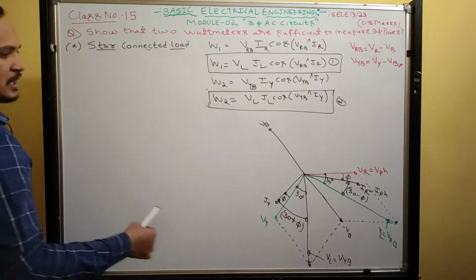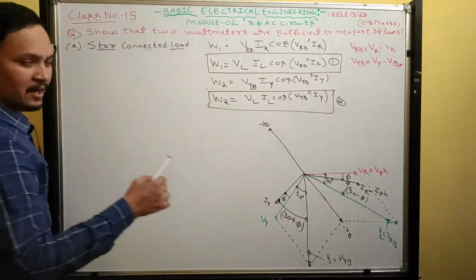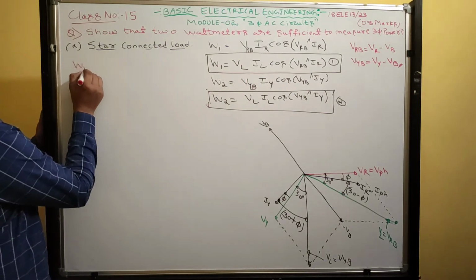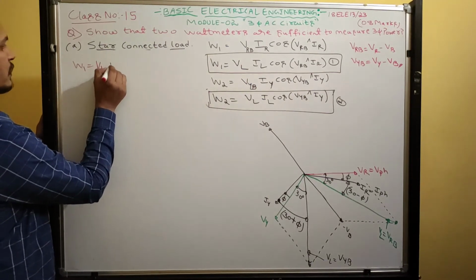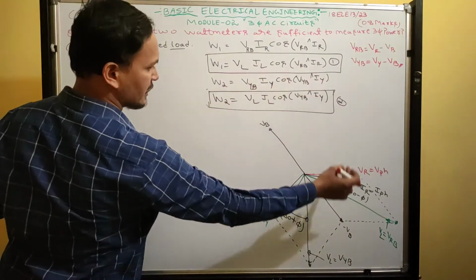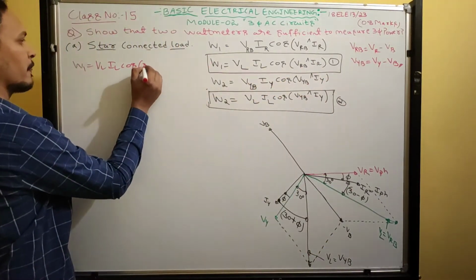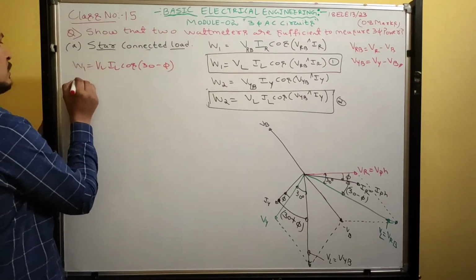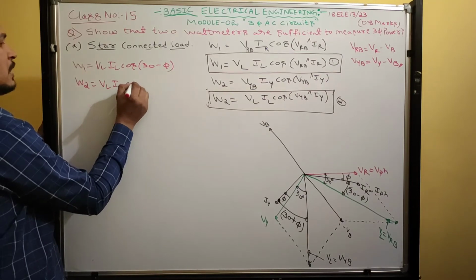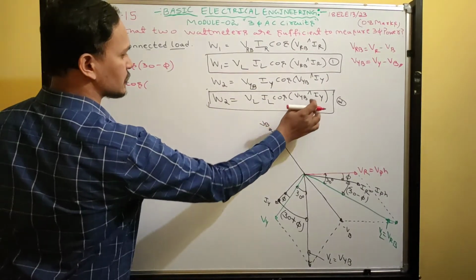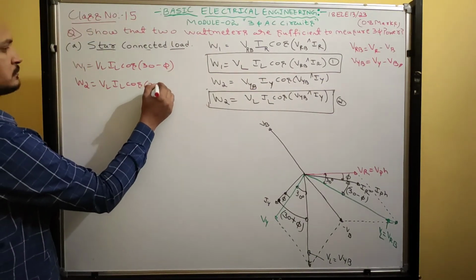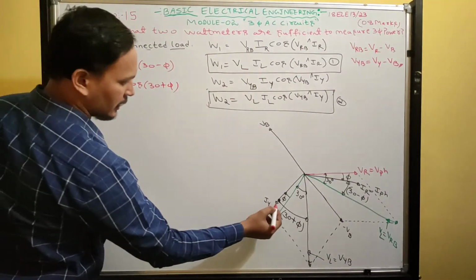Okay, fine. After finding the phase angle between voltage and current, what is W1? The equation for W1 will become VL IL into cos. What is the angle between VRB and IR? 30 minus pi. And the W2 reading will become VL IL into cos. What is the angle between these two quantities, IY and VYB? 30 plus pi.